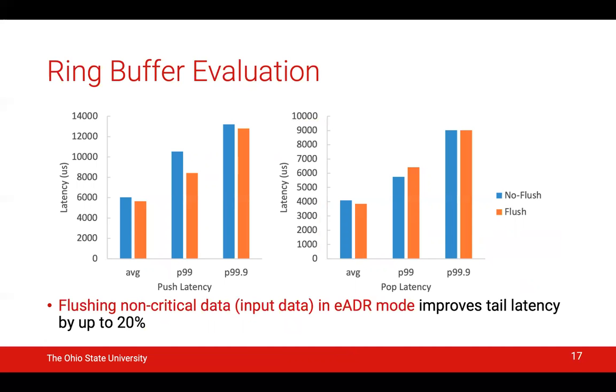We also compared push and pop latency in EADR mode for cases where we don't flush any data from the cache, and when we flush non-critical data, which in this case is just data that is being stored within the ring buffer. We can see that flushing non-critical data improves both average and tail latency by improving the overall persistent memory write bandwidth.